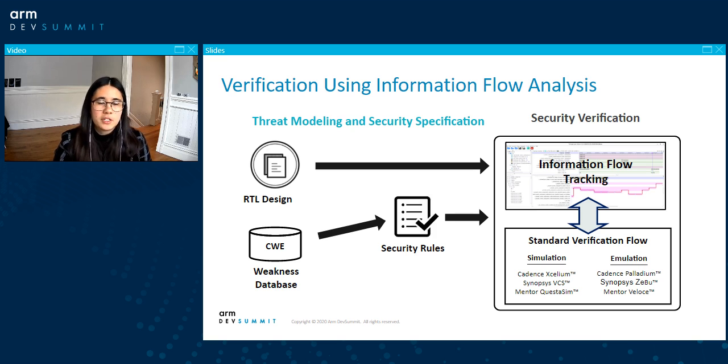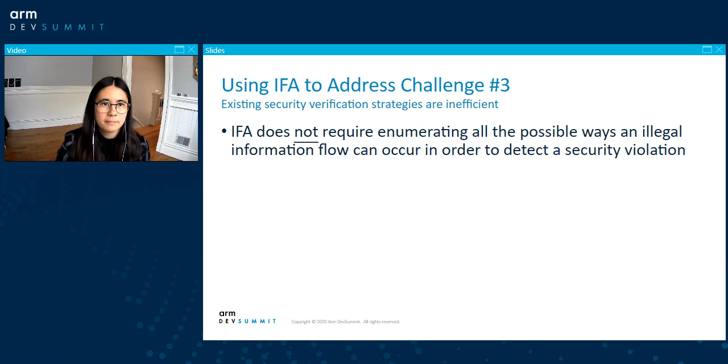Then what information flow analysis tools let you do is take those properties and verify them during your standard simulation and emulation flows. While you're running your regression tests, this tool can perform information flow tracking and tell you if any of those security rules have been violated, or basically if there are any illegal flows occurring in your design. And so this really helps with addressing challenge number 3, which is that existing security verification strategies are inefficient.